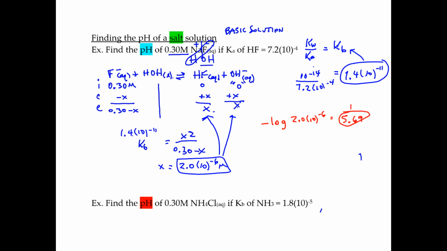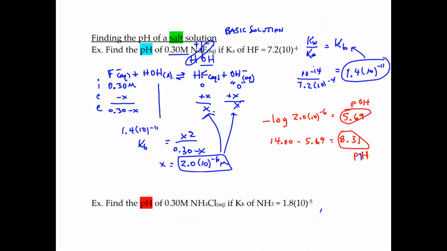So this is the pOH. If you want the pH, you have to do 14 minus 5.69, and that's going to give you a pH value of 8.31, which is basic, which makes sense, because we realized that this solution is basic because the F− took the H from the water, leaving behind the OH−, which made the solution basic. Now we're going to move to the next portion of the notes on the next video.